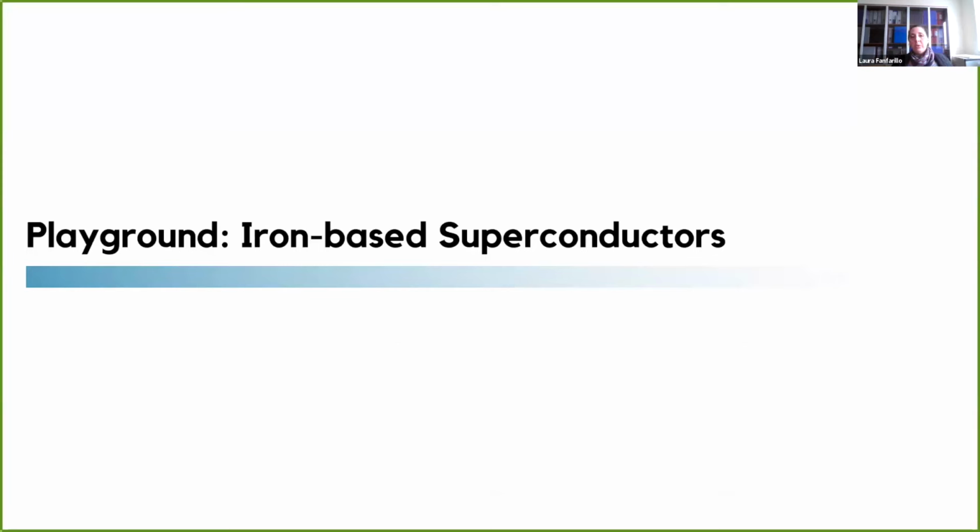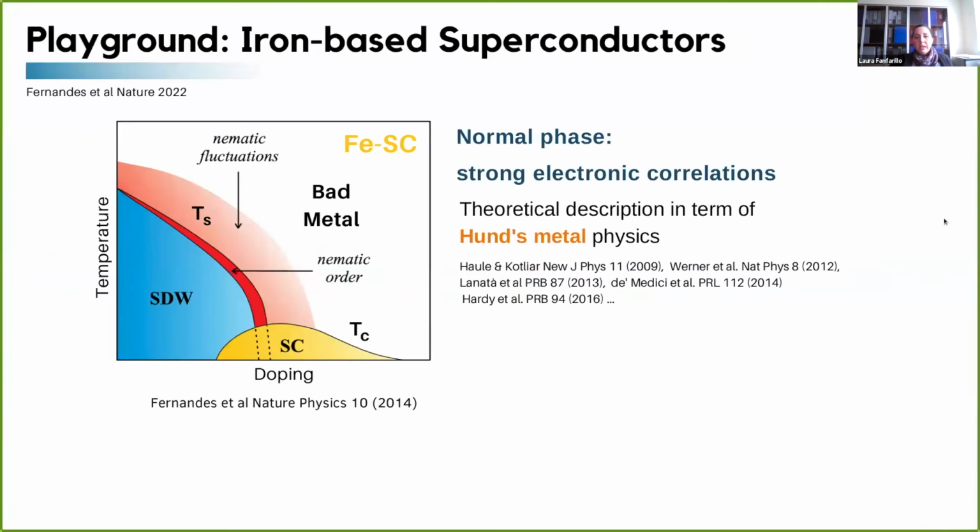To be concrete, I'm going to talk about a concrete case, the iron-based superconducting family. As Luca said, the normal phase of the iron-based superconducting family is characterized by strong electronic correlation. There are a number of experimental probes that can be studied. And what is interesting, I think, is that after more than a decade of study, there is a general agreement that the bare metallic phase of iron-based superconductors is well described in terms of Hund's metal physics.